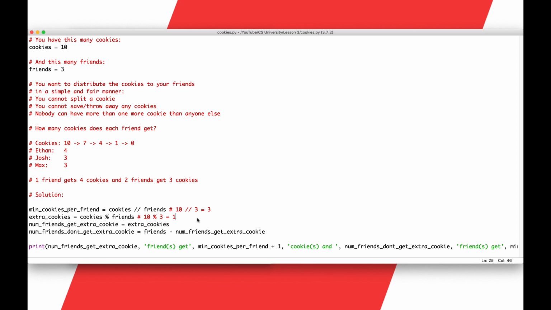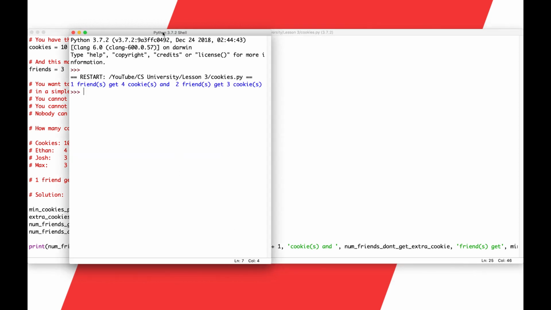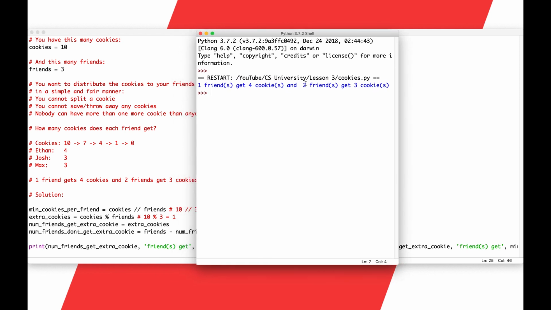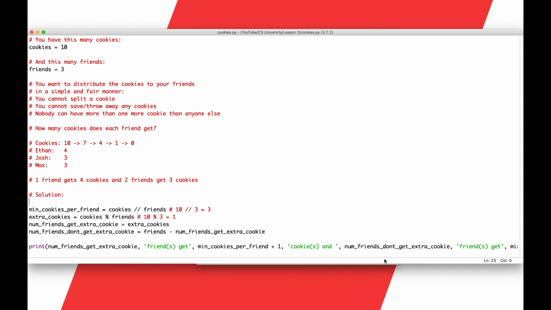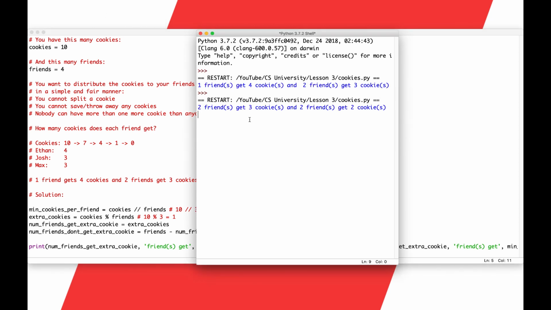If I run this with F5, you can see it says 1 friend gets 4 cookies and 2 friends get 3 cookies. So 1, 4, 2, 3, which is exactly what we expect. And we can, of course, change the numbers. Let's say that we had 4 friends. Well, what should the answer be? Each person should get 2 cookies, and then 2 people should get 1 extra cookie. So let's see. 2 friends get 3 cookies, and 2 friends get 2 cookies.